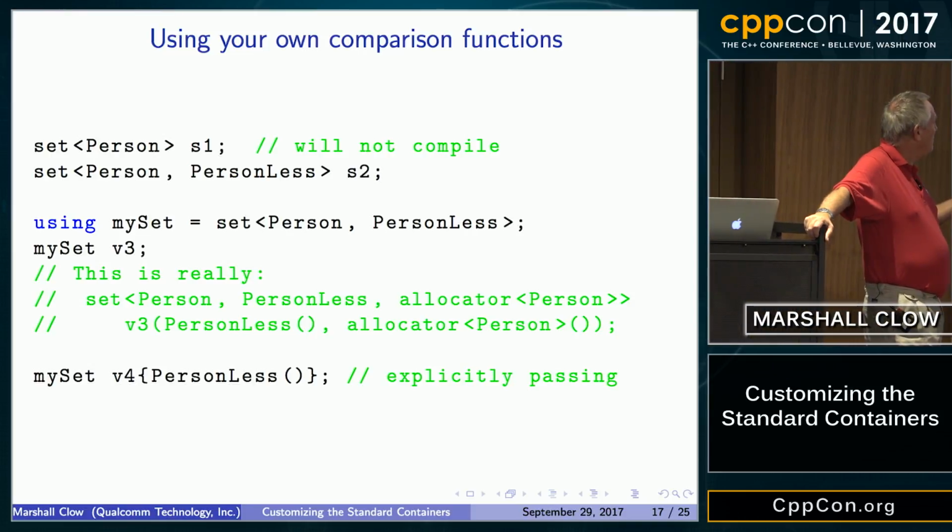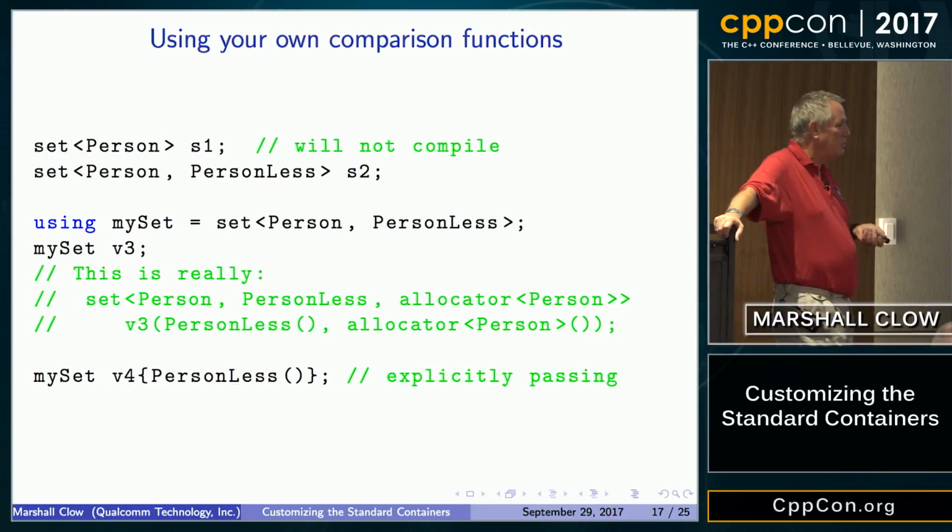Okay, and here I'm making a comparison. I'm explicitly passing the comparison function in. Yes. In this case, you don't have to do this because default construction works just fine. But suppose you had some funky constructor for that.